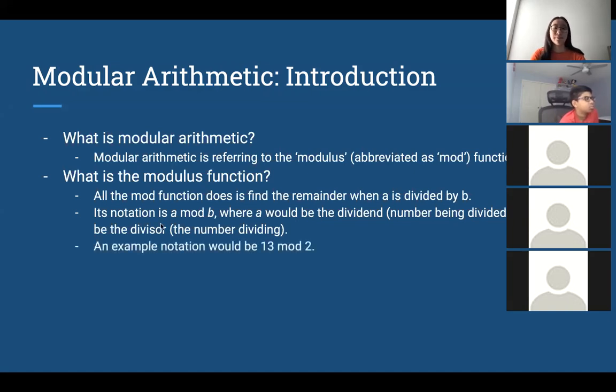We're going to go into some examples. So one example would be 13 mod 2. All right, so can anyone right now guess what 13 mod 2 equals? Remember, the remainder when a is divided by b.